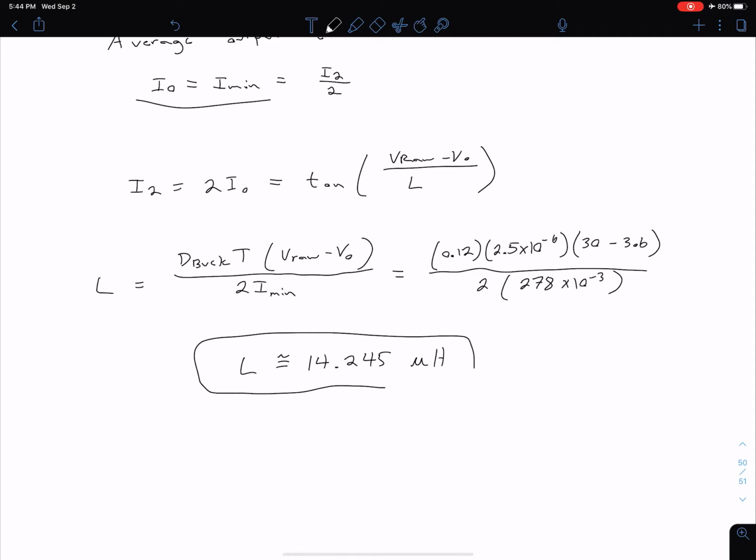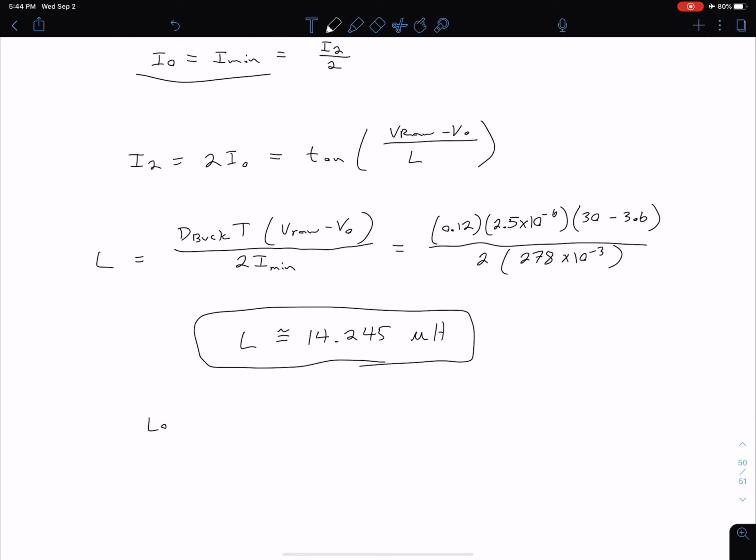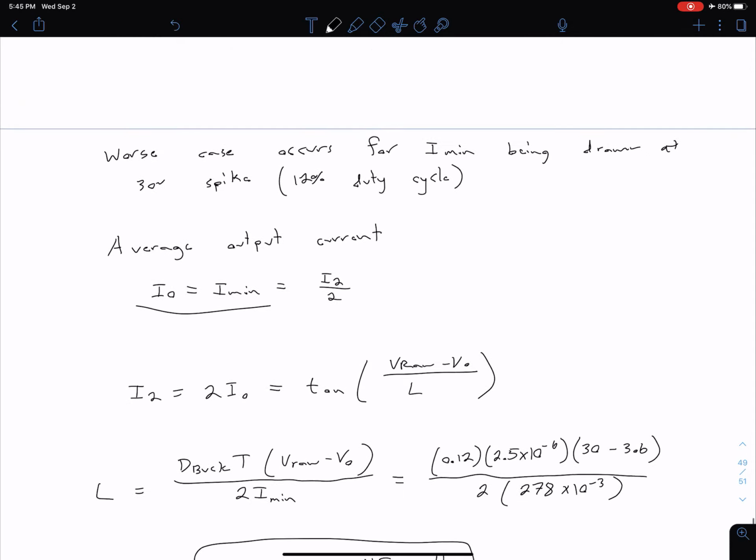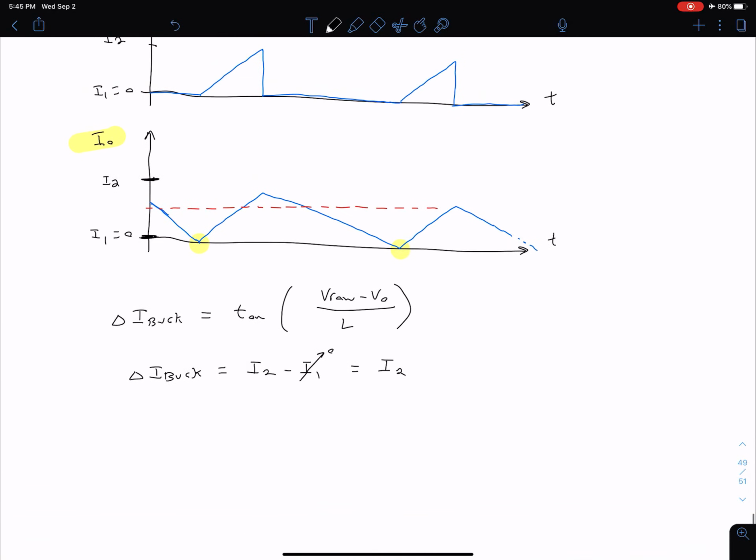microhenries. Again, remember that this is the boundary condition. This is the lower limit of our L value. If our L value gets any lower, we'll then be in our discontinuous mode. So if we just increase this L value, that's going to lead to a decrease in our delta I buck, or in other words, a decrease in our output ripple current. What that means is we're not going to be reaching 0, so we're not at risk of operating in our discontinuous mode.